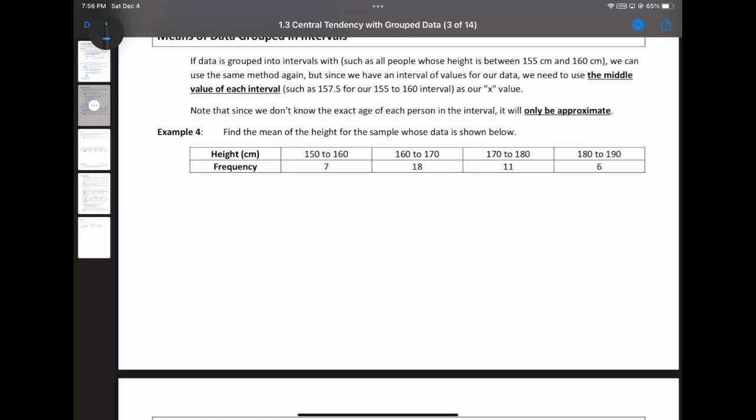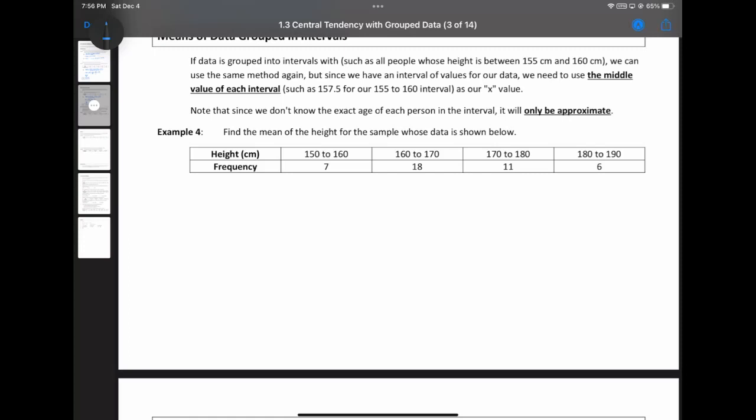So when I'm doing this, when I have a table like this, I've actually lost information from my original data set. And what I mean by that is knowing there are 7 people between 150 and 160 doesn't tell me anyone's height. For all I know, all 7 of them could be 151, or all 7 of them could be 159, or whatever. And any of them can be anywhere in that range. And because of this, I can't find out a true mean for the whole data set. I can only find out an approximate mean.